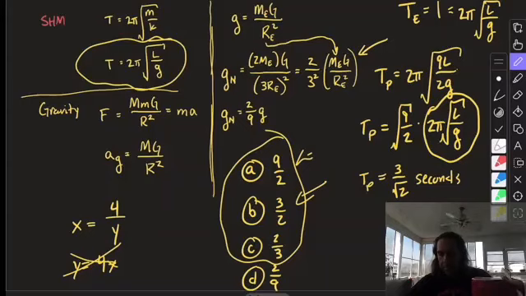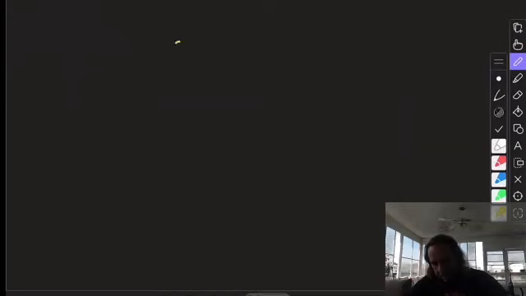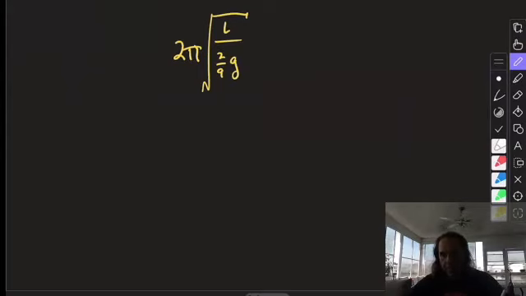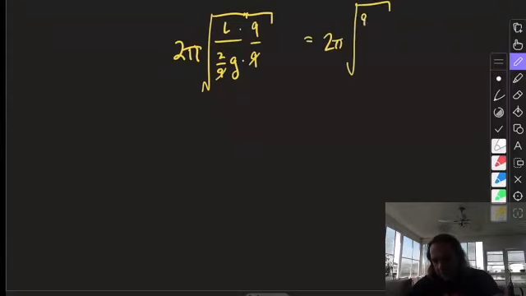Sorry. Why would you do 9L over 2G instead of 2L over 9G? It was 2 pi times the square root of L over 2/9 G, right? So I multiplied top and bottom of the fraction by 9. And that cancels out the 9 here, giving me 2 pi times the root of 9L over 2G. Thank you.